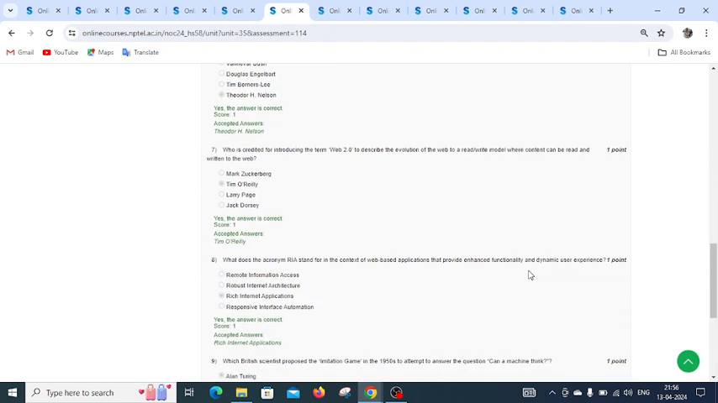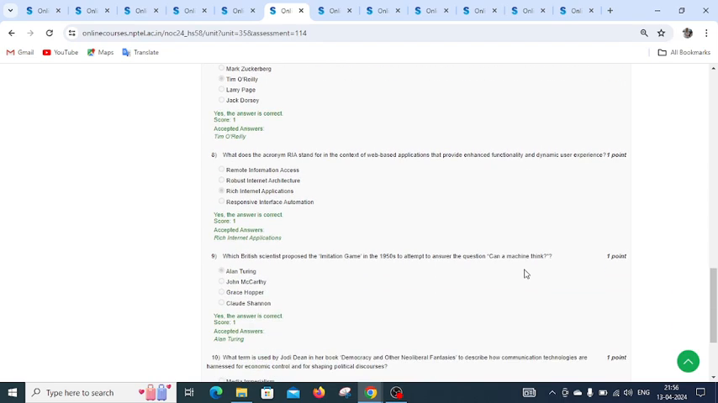What does the acronym RIA stand for in the context of web-based applications that provide enhanced functionality and dynamic user experience? Rich internet application. Which British scientist proposed the imitation game in 1950 in an attempt to answer the question, can a machine think? Alan Turing.